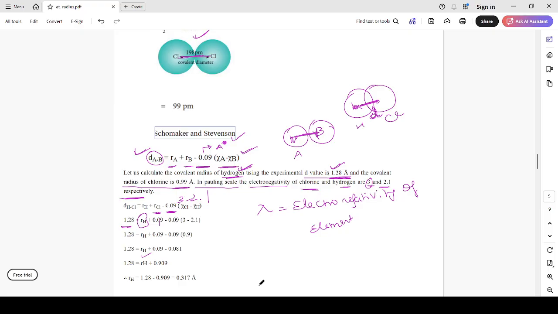Ma'am, what does electronegativity actually mean for an atom? We haven't touched the topic yet. Since it is here, I'm just telling you plainly. When we go further, we will do it in a broader way.